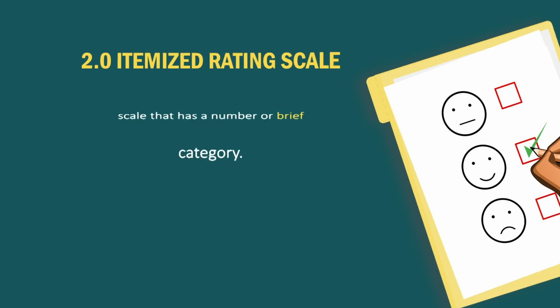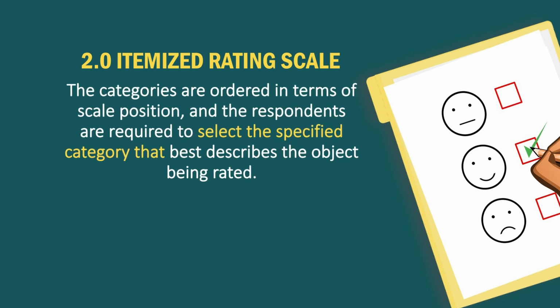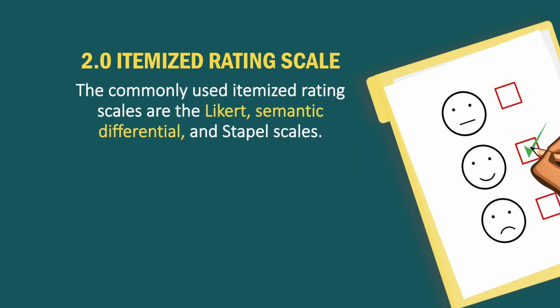And now if you talk about the itemized rating scale, the respondents are provided with a scale that has a number of brief descriptions associated with each category. The categories are ordered in terms of scale position, and the respondents are required to select the specified category that best describes the object being rated. The commonly used itemized rating scales are the Likert, semantic differential, and stepped scales, which we are going to take through certain examples, which can be self-explanatory in nature and able to give a clear view about what exactly these itemized rating scale types are.